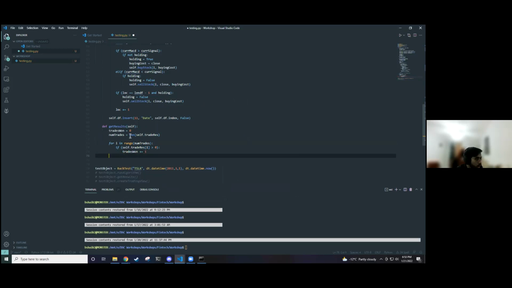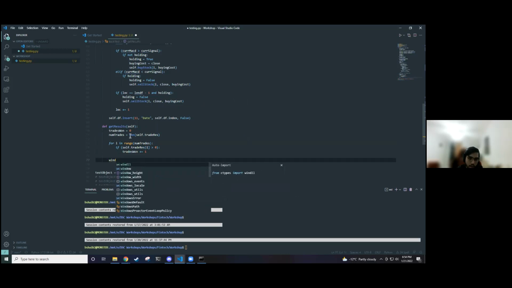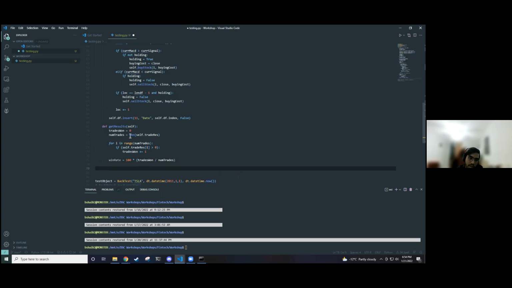All right, so with that, you have essentially your whole win rate calculated. You just need to calculate the percent rate here. So you do 100 times trades1 over the number of trades. There you go. You get the win rate of the strategy right there.